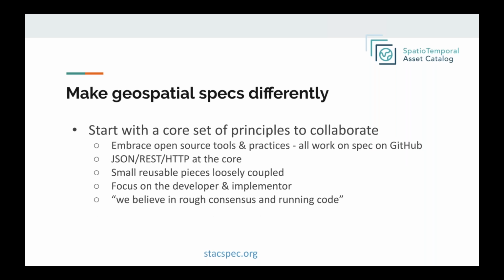So with STAC, we kind of started with this set of core principles on how we're collaborating and tackling this problem of imagery search interoperability. So embrace the open source best practices, JSON, REST, HTTP at the core. Really, small reusable pieces loosely coupled, which I tried to bring to GeoPackage, didn't quite get there. But if there's a little component, let that live on and not wrap it into the big spec, and then really focus on the developer and the implementer. That's the audience for a specification.